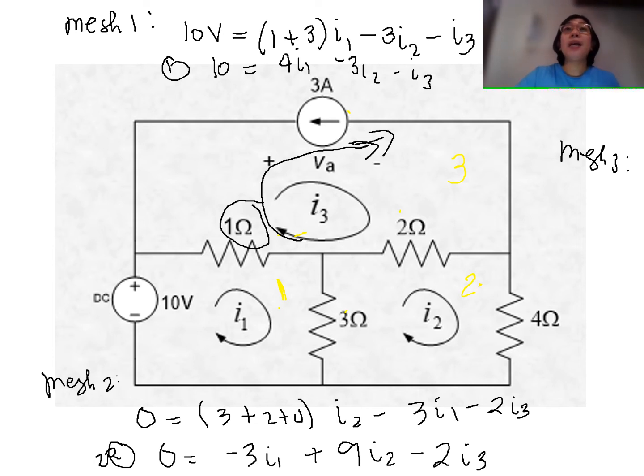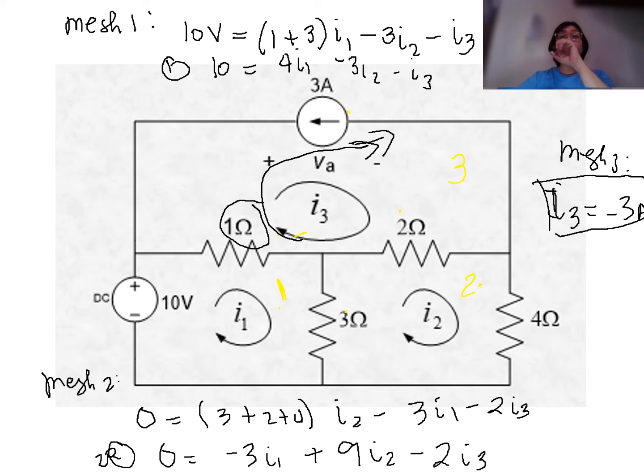So that means for mesh number 3, we no longer need to formulate the equations like what we did in mesh number 1 and mesh number 2. Because right away, we can say that your I3 is equal to negative 3 amperes. Okay, so we have already solved for the value of your I3. So using this, you can now substitute it into equation number 1 and number 2.